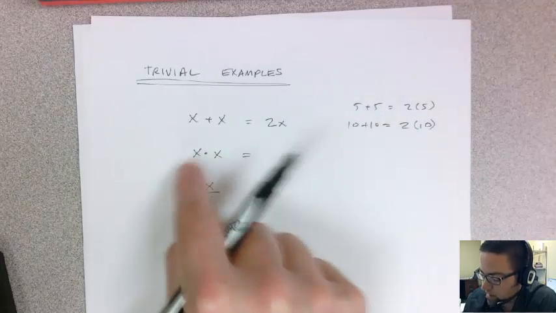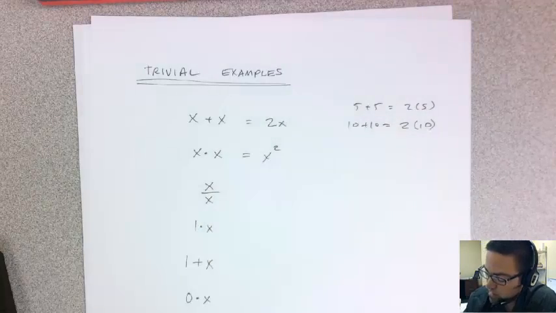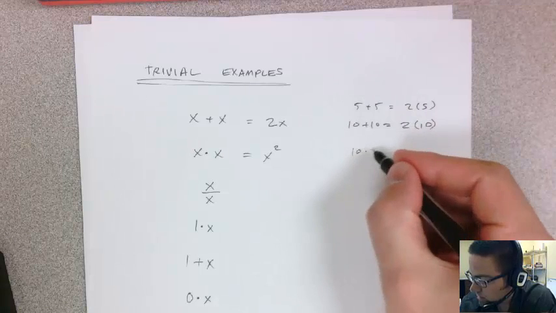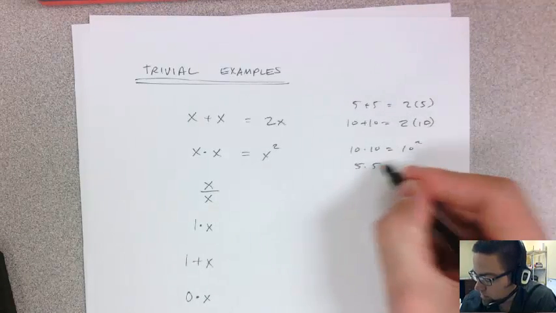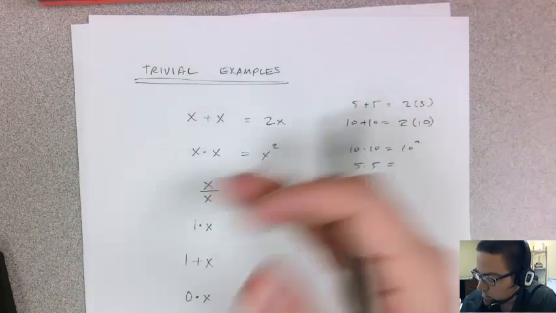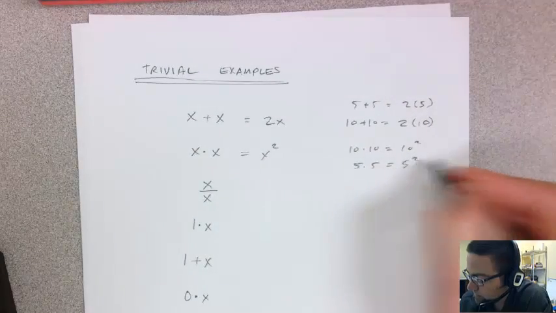When you multiply something times itself, this is actually squared. So this is equivalent to x squared, and you can see that 10 times 10 is the same as 10 squared. And this is just, by definition, what exponents are: the number of times that you multiply something times itself is exponentiation.